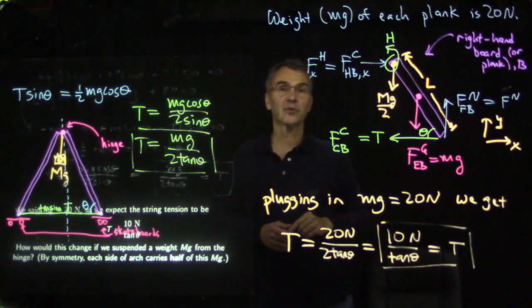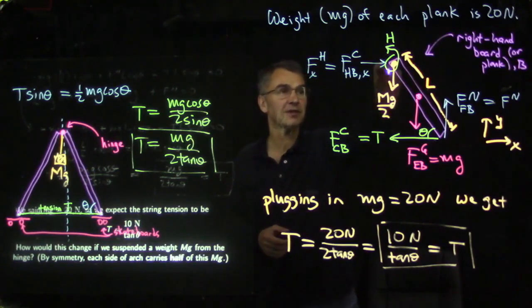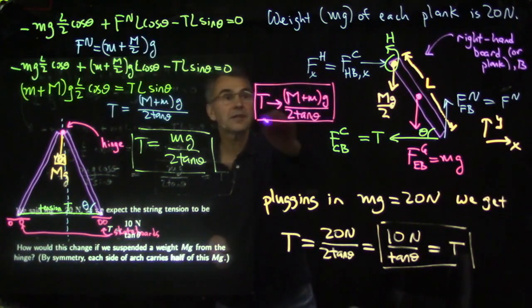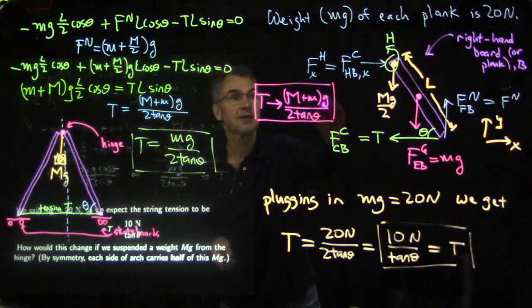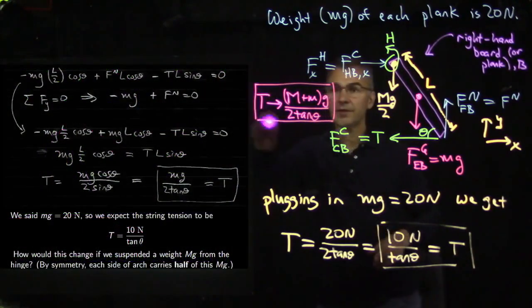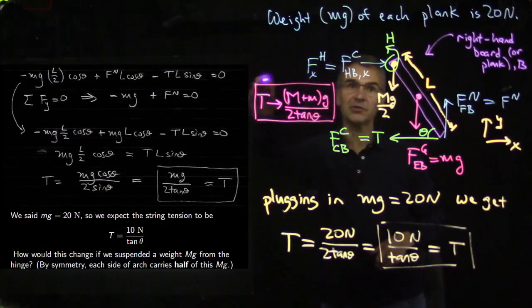I think I might leave it as a homework problem, or if you're feeling really ambitious, maybe an extra credit problem: what would happen if we suspended an extra mass big M from the hinge here? How would that affect the tension? I think if you worked it out, you would get that the new value for the tension is big M plus little m times g over 2 tan theta, but you're going to have to check me on it. That's what the new answer would probably be, but you should check to be sure.